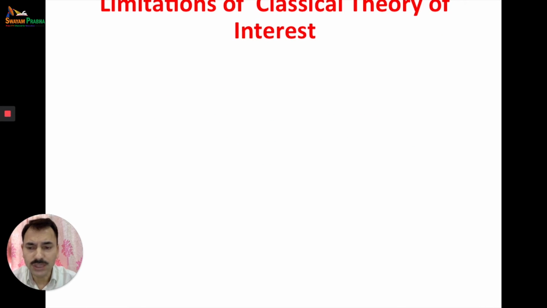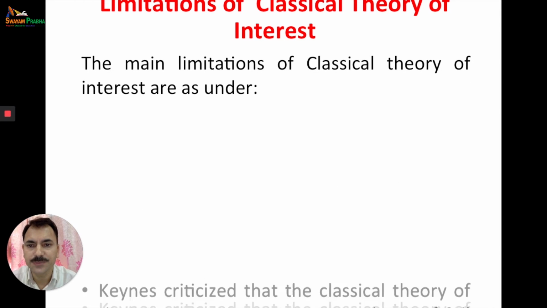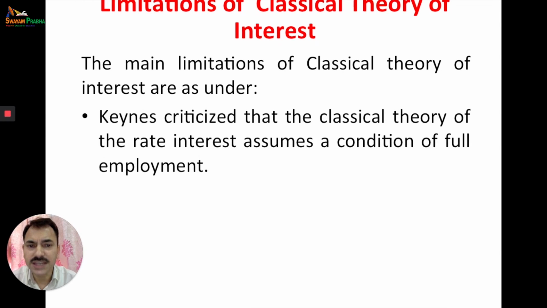Now, this theory has some limitations, or this theory has been criticized mostly by the Keynesian economists, or Keynes. Keynes criticized that the classical theory of rate of interest assumes a condition of full employment. Full employment means when a needy person will get a job according to his or her qualification, at the prevailing wage rate.